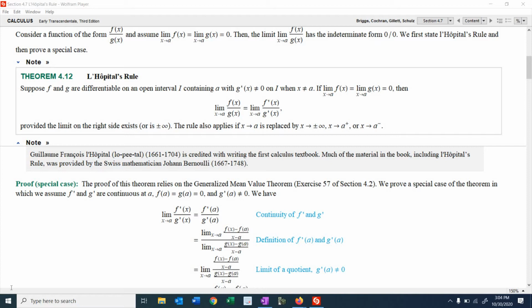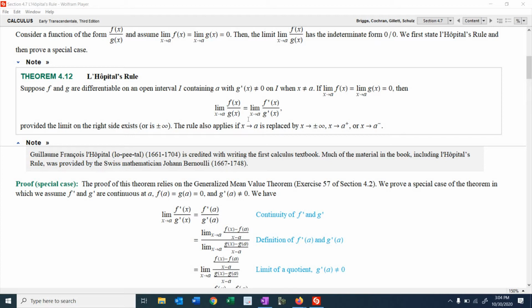Now, what we're going to do in this video is look at cases where we can't immediately use L'Hopital's rule because we don't have one of those two forms. But what we're going to do is manipulate the function that we're trying to find the limit of so that it does have one of those two indeterminate forms, and then we'll be able to use L'Hopital's rule. Now remember, L'Hopital's rule says that the limit of f divided by g as x approaches a is the same as the limit of f prime divided by g prime as x approaches a.